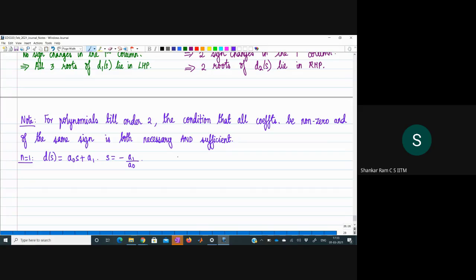So that's straightforward. Similarly, if we take a second order polynomial, D of S to be a0 s squared plus a1 s plus a2, we can form the root array, with rows s squared, s power 1, and so on. I'm just forming the root array to explain the result. We can write a0, a1, a2. For the coefficient in the s power 0 row, we multiply a1 and a2, subtract the product of a0 with 0, and divide by a1. So what will we get? We will get a1 a2 by a1, so we will just get a2.